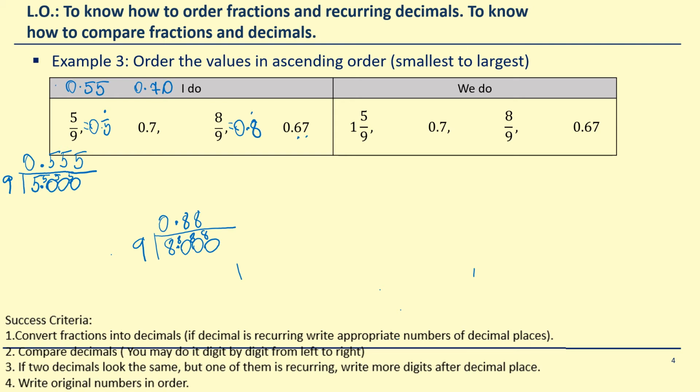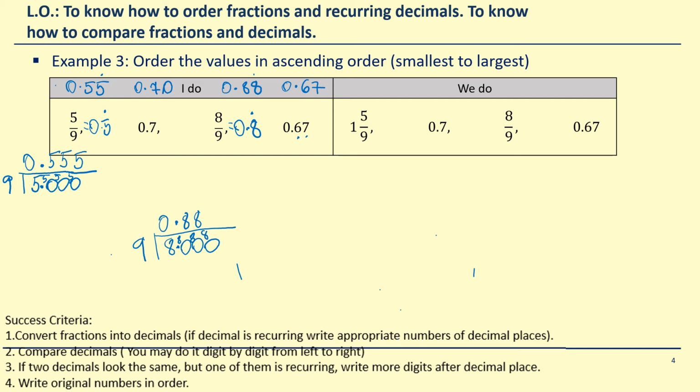0.8 recurring, which is 0.88. So this is the part of the number that we use for comparison. We might actually put that recurring dot on the top in here, but don't need to. Okay, and this one has already 2 digits after the decimal point, 0.79. So now we are going to use those digits to compare them and write them in order.